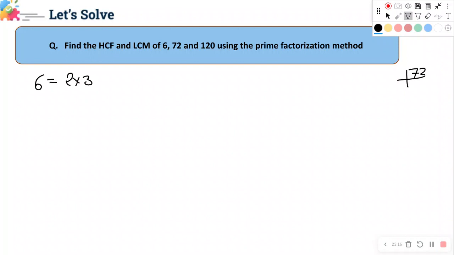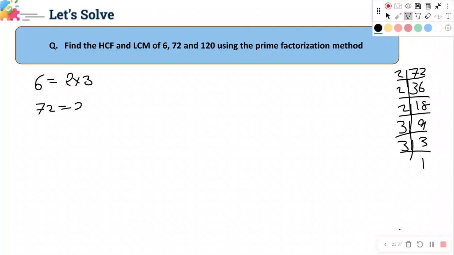72 divided by 2, it will give us 36. Correct. 36 divided by 2 will give us 18. 18 divided by 2 gives us 9. अब 9 आएगा 3 के टेबल में. 3 3s और 3 1. So what is prime factorization of 72? 72 is 2 into 2 into 2, 2 cube into 3 square. ठीक है, 2 cube into 3 square.